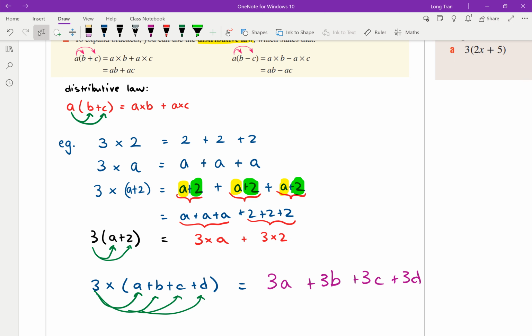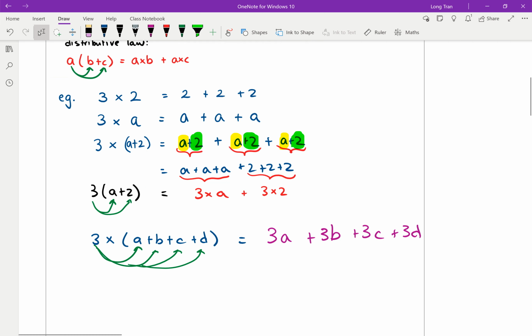Now let's take this to another level. Okay, so you now understand 3 groups of 2, 3 groups of a, 3 groups of a plus 2. But then how does this get applied? You see, sometimes when I'm doing a bit of number crunching when I'm out shopping, I may do something like this. Let's say I do 3 times 48. Yeah? This is the same concept. You can think of it as 48 plus 48 plus 48, or you can actually break this up.